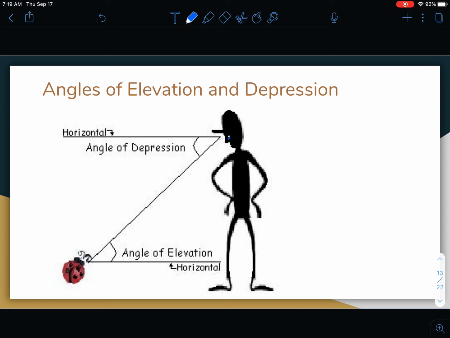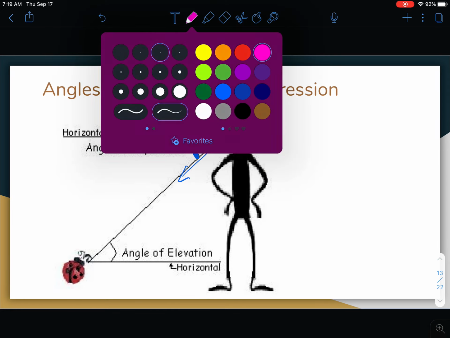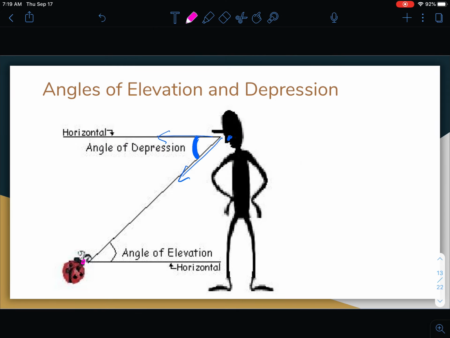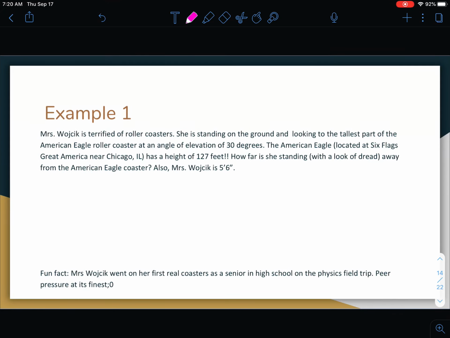Here's another perspective. Again, this man's eye is right here, and he's looking straight out, and then shifts his gaze down to this bug. This is the angle of depression. Now, if I'm this bug, let's say here's my eyeball, I'm looking straight out, and then I'm shifting my eye up to this man. This is my angle of elevation. So we always start from horizontal and then move our eye to the object. That's what creates the angle. From horizontal to the object, that is your angle.